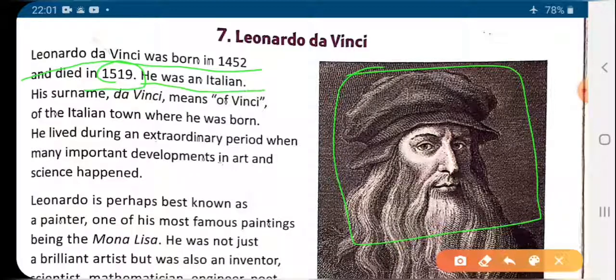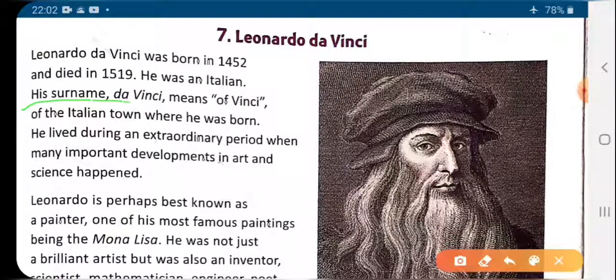He was an Italian. Means he belongs to Italy. Okay. If I belong to India, I will say I am an Indian. The same, he belongs to Italy. So we can say that he was an Italian. Okay.